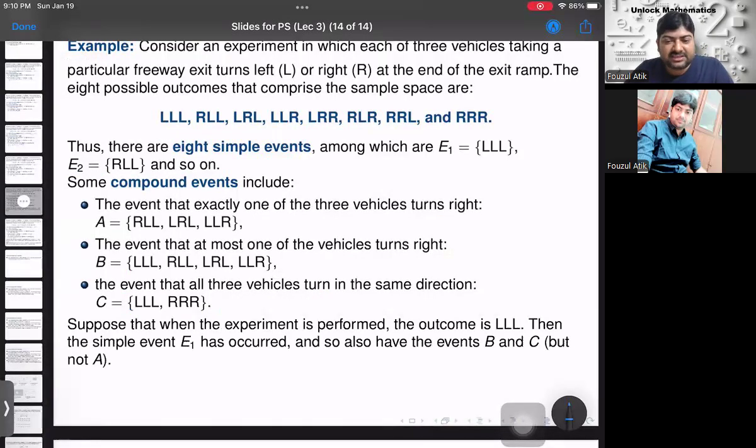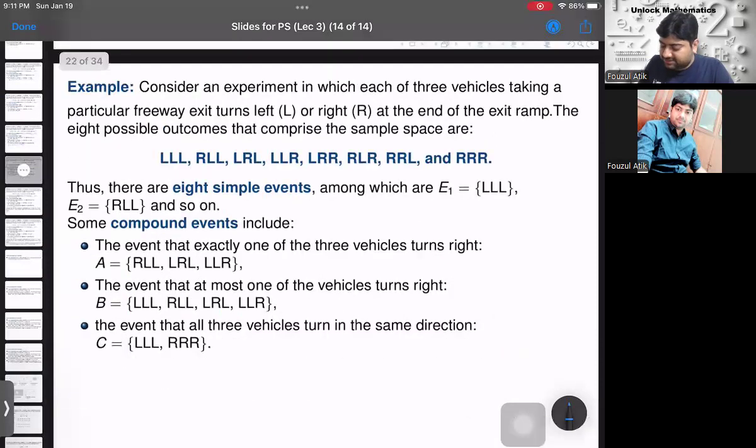Okay. Now one more thing. Suppose that when the experiment is performed, the outcome is LLL. Suppose you got this outcome LLL. Then what can you say? Suppose you performed an experiment and got this outcome. In this case, what you can say is that the event E1 occurred, right? The event B also occurred, the event C also occurred. Yes or no? I have performed this experiment, I got an outcome LLL. In this case, we can say that E1 occurred, but the event B also occurred, no? Even C also occurred, correct?